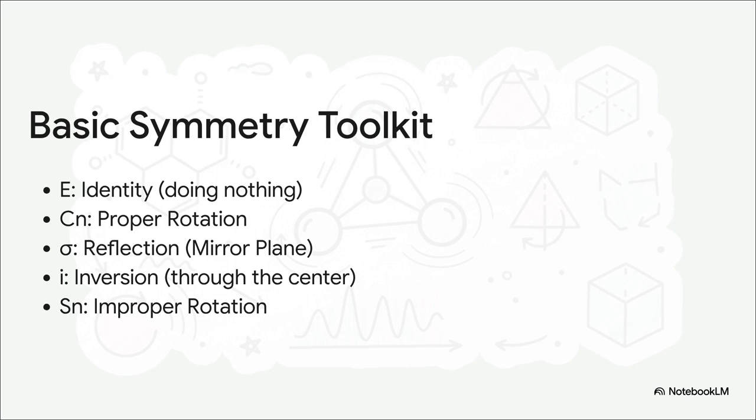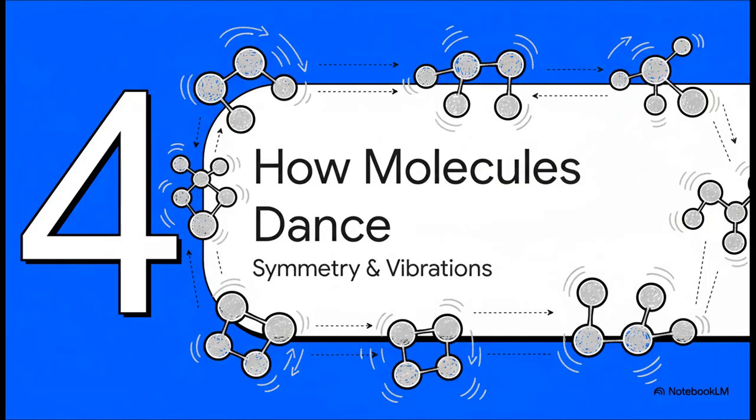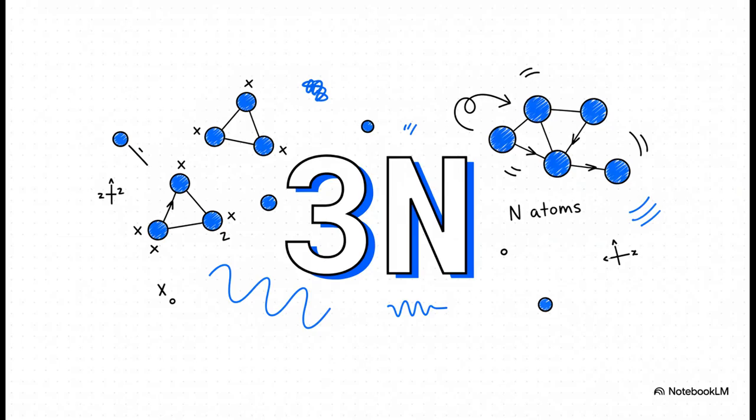Pretty cool, right? Okay, so now we have a language to describe a molecule's shape when it's just sitting still. But remember our goal. We wanted to understand that fingerprint, that spectrum, which is all about motion. So how does the static shape of a molecule influence the way it can move and dance? Let's find out.